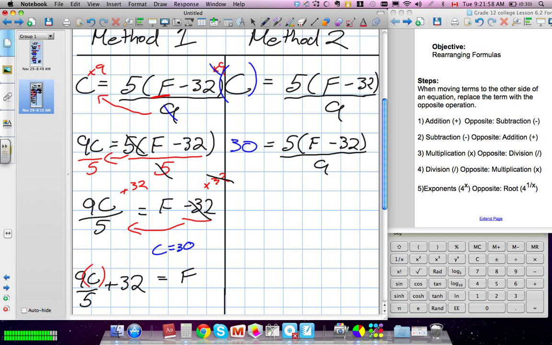And when I move 9, what do I have to do? I got to multiply both sides by 9 in order to move the 9 over. So right away, we're going to get 30 times 9 on the left side is equal to 5 f minus 32. Okay? I'm going to do two steps here. I'm going to simplify the left side. 30 times 9 is equal to 270.